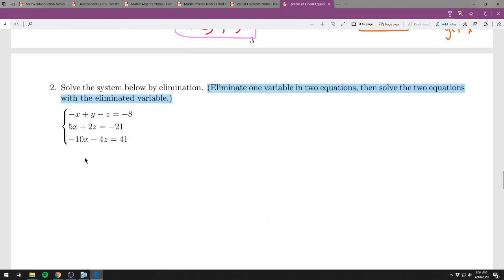This first one I want to point out, that preliminary step's kind of done for us because what we have here is a 2x2 system. If you're following the directions here, the idea would be to eliminate one variable in two equations, as y is already eliminated in these two equations, the way it's given to us.